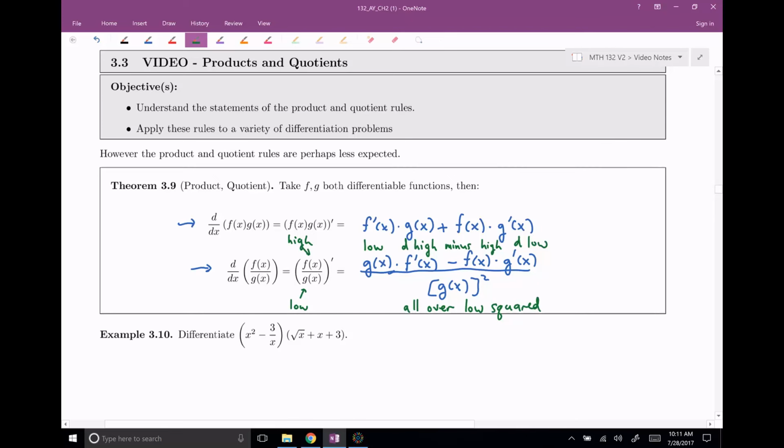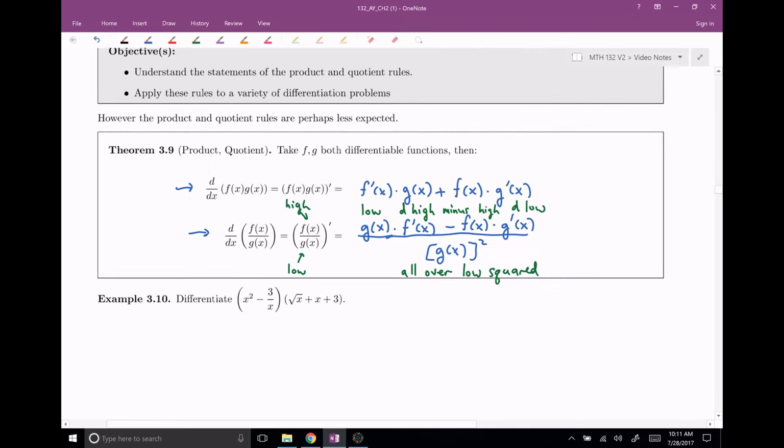And I thought this is pretty clever. Again, low d high minus high d low all over low squared. So this is a good way to memorize this quotient rule, right? And so that you don't accidentally mix it up. Because certainly if you get it in the opposite order, then you won't get the same result, right? So it does matter which number you subtract from the other number. Okay, let's see how we can apply this to a couple of examples here.